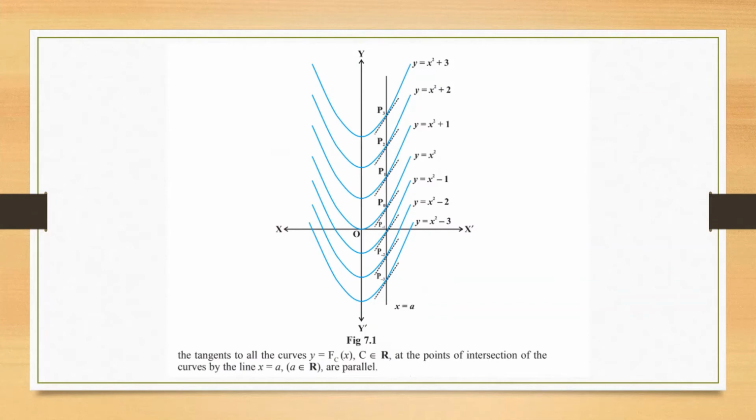You can see in the graphs that the tangents to all these curves, for c belonging to R, at the points of intersection of the curves by the line x equal to a, that is a belonging to R, are parallel. Now all these are parabolas: y equal to x square, then y equal to x square plus 1, x square plus 2, x square plus 3, like this. So if you draw the tangents, can you observe all these tangents are parallel?